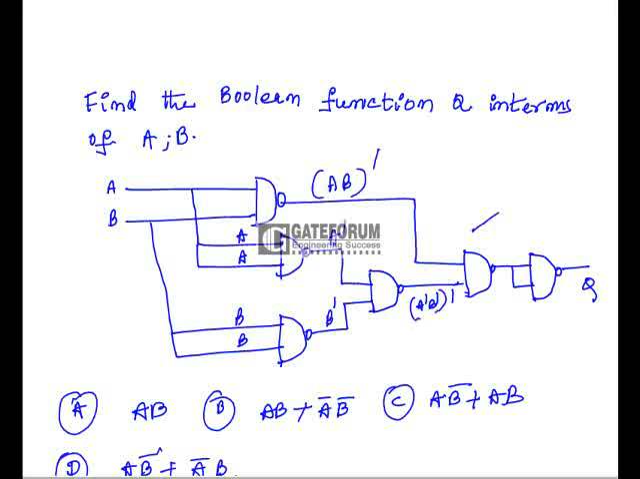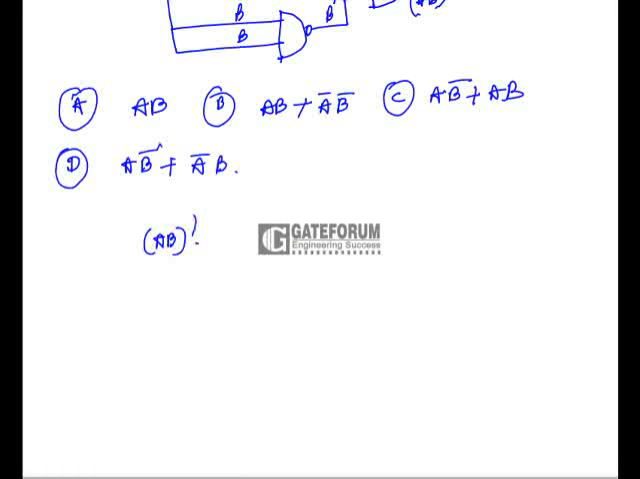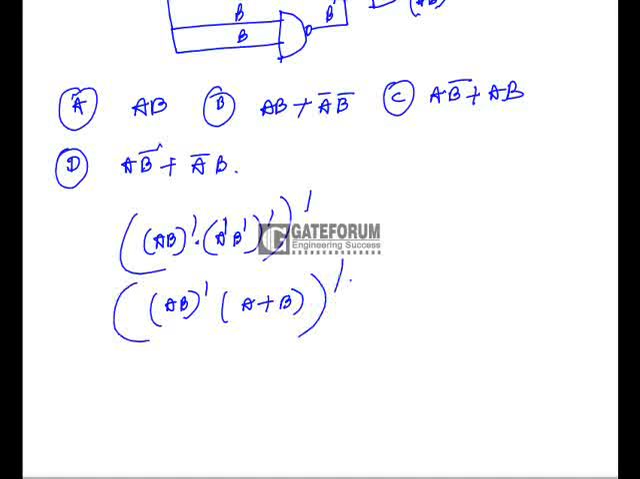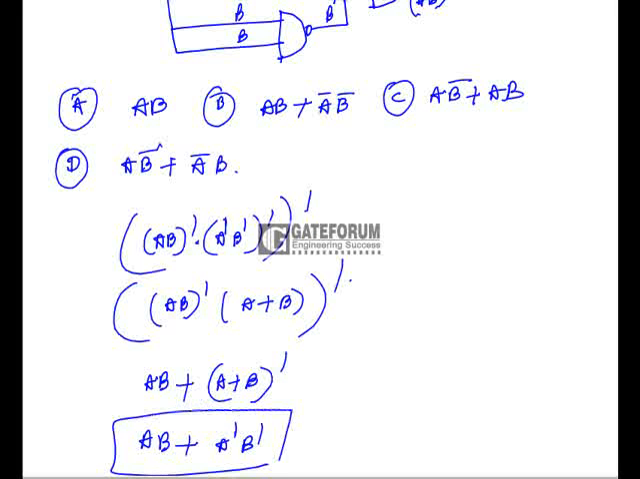So for this NAND gate we are getting (AB) whole bar and (A bar B bar) whole bar. For this you have to take the whole bar because it is a NAND gate. So you can write this as (AB) whole bar, (A bar) whole bar plus (B bar) whole bar, which is A plus B, whole bar. If you apply this, it becomes (AB plus A plus B) whole bar. This is AB plus A bar B bar. This is what we get.